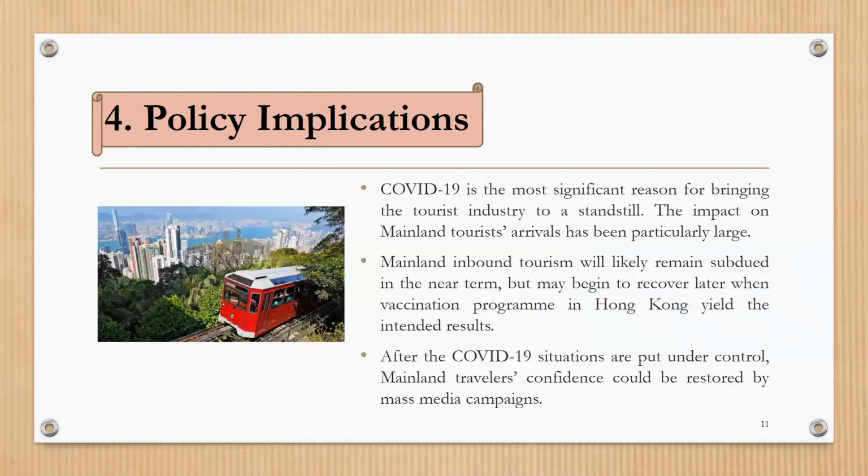So lastly, let's talk about some policy implications. COVID-19 is the most significant reason for bringing the tourist industry to a standstill. The impact on mainland tourist arrivals has been particularly large. Mainland inbound tourism will likely remain subdued in the near term, but may begin to recover later when the vaccination program in Hong Kong yields intended results. After the COVID-19 situation is put under control, mainland travelers' confidence could be restored by mass media campaigns.